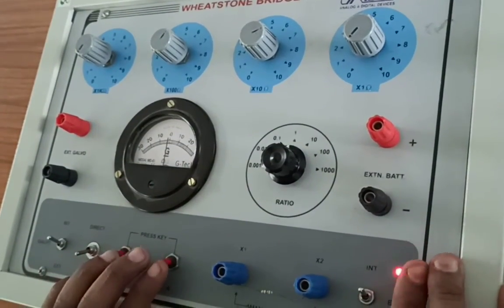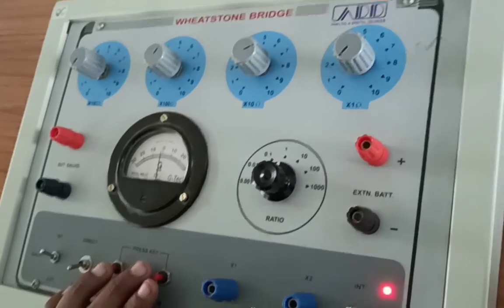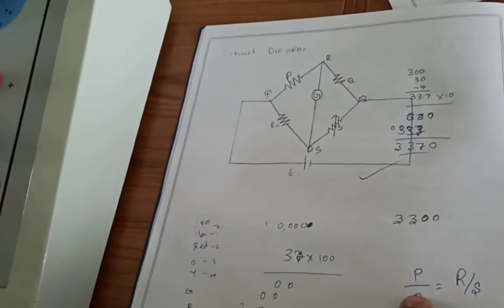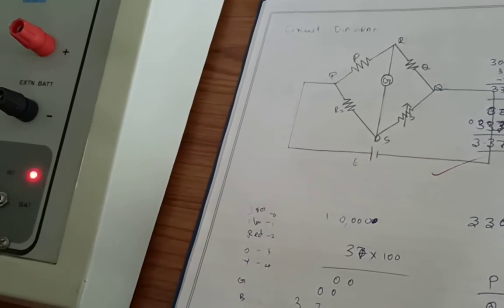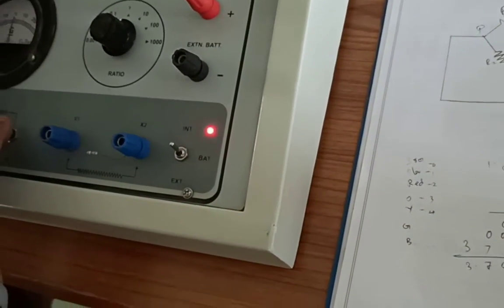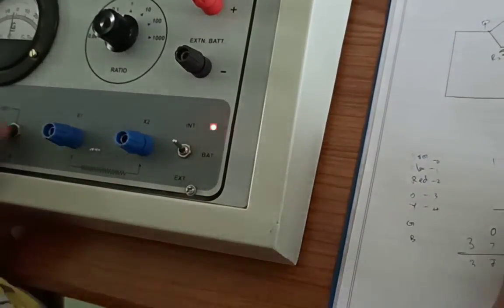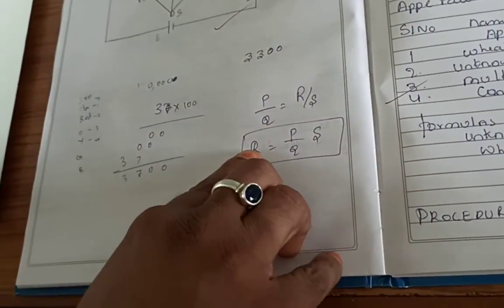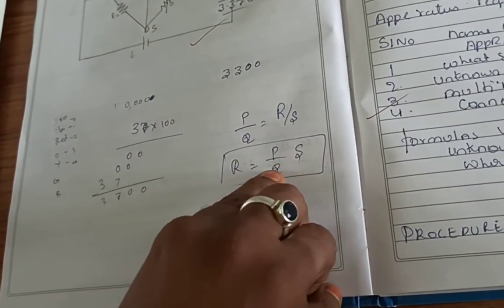So we have to find out the unknown value of resistance. How do we find it? P by Q is equal to R by S. So we have to find out R. R is nothing but P by Q into S.